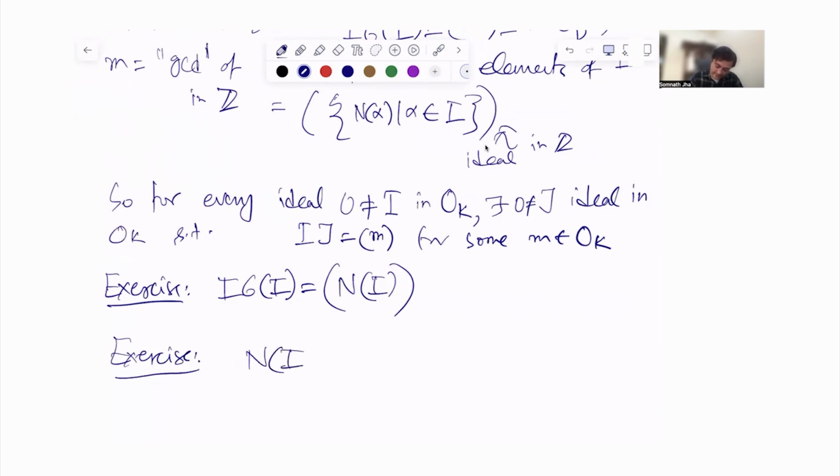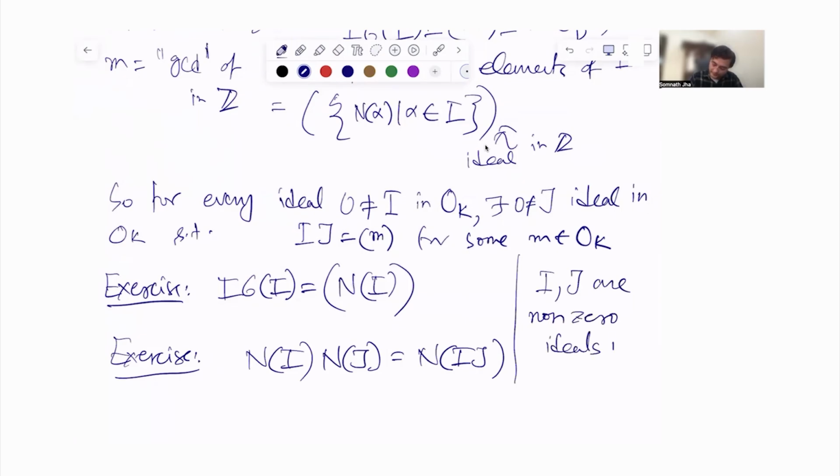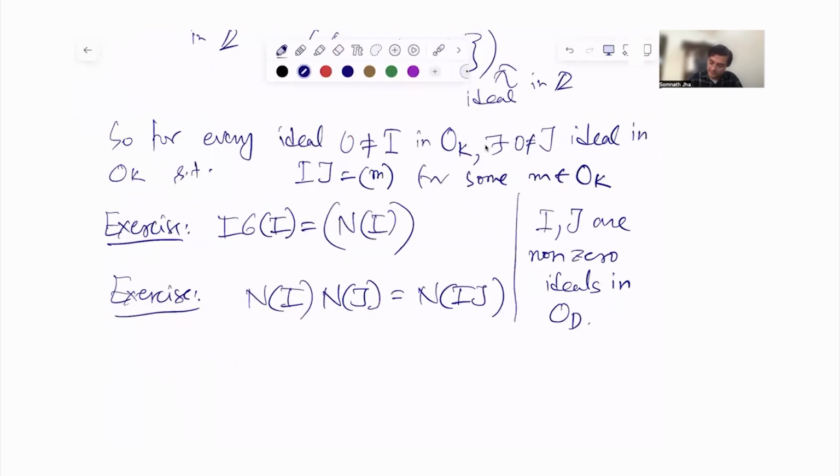Okay, and the second exercise is: the norm of I into the norm of J equals the norm of IJ, where I, J are non-zero ideals in OD. Okay, so now we'll be able to show this thing also. So we showed that for every non-zero ideal I, there exists an ideal J so that I times J is the principal ideal.